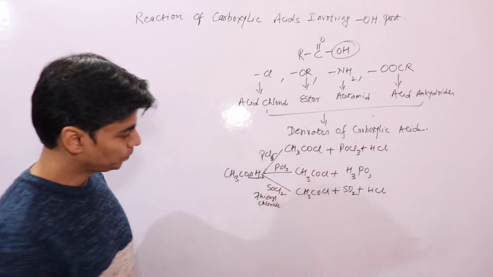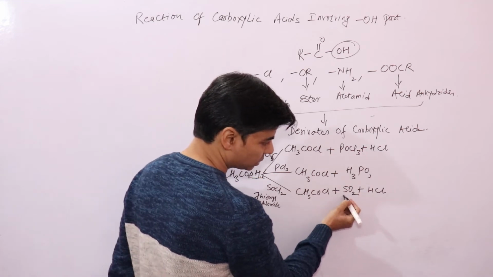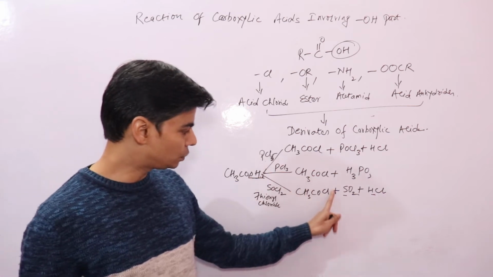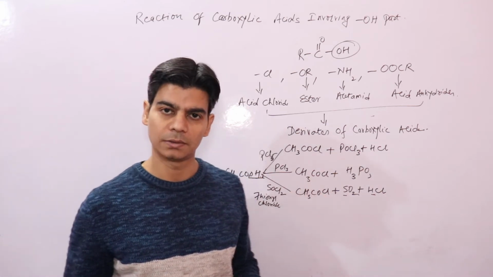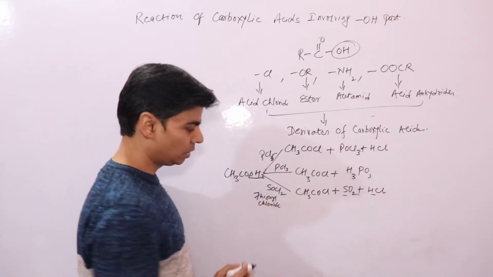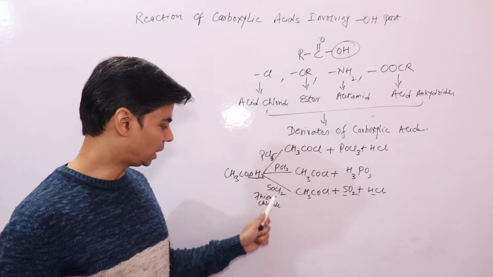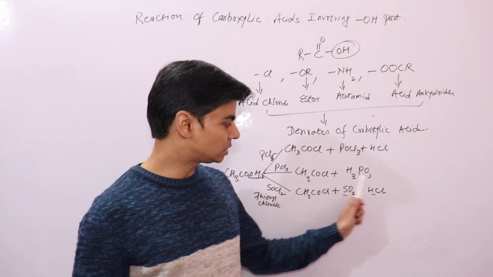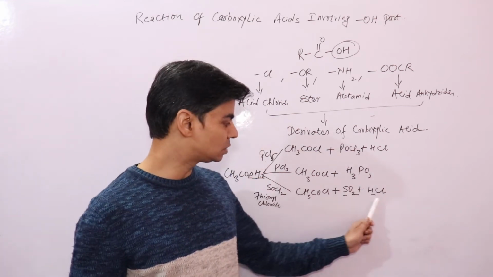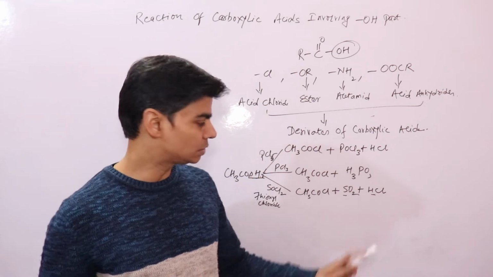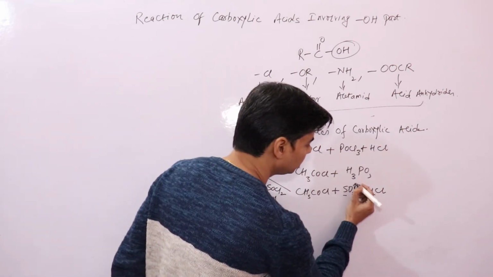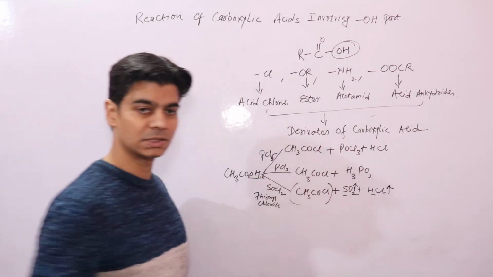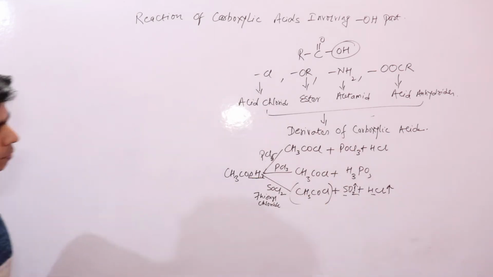The reason being, the byproducts sulfur dioxide and HCl will leave the reaction mixture, and what you will get is pure acid chloride, right? That is why the preparation of acid chloride from thionyl chloride is beneficial, because these two byproducts are gases, so they will leave the reaction mixture, leaving behind pure acetyl chloride, right? I hope this is clear.